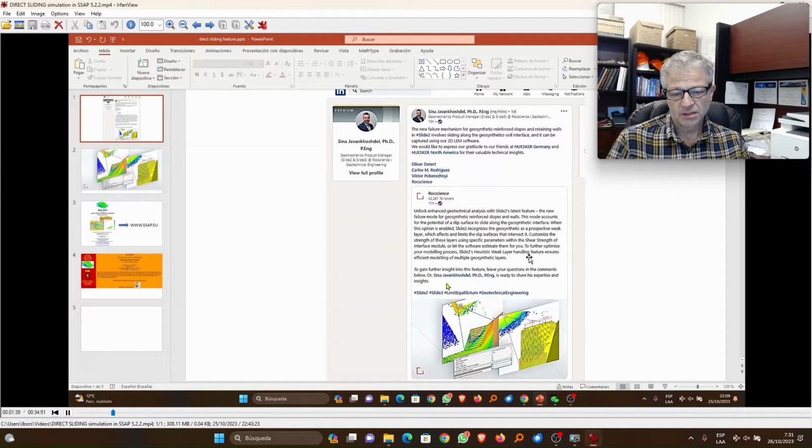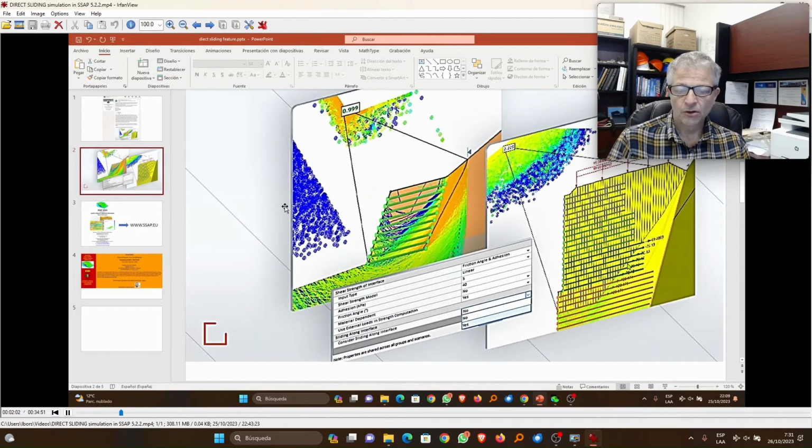In the post is synthesized the message related to the heuristic weak layer handling feature of the Slide2 software, that is an excellent software that is available for the technical communities in the world. This is the original image that Sina posts about the characteristic. For example, it is interesting the possibility to consider sliding along the interface, activated or not activated during the analysis.